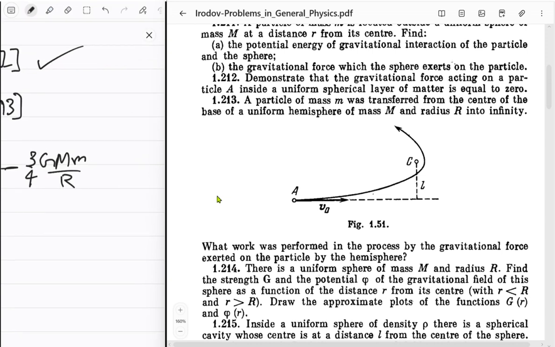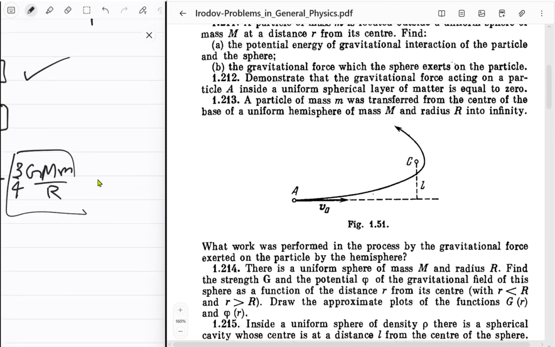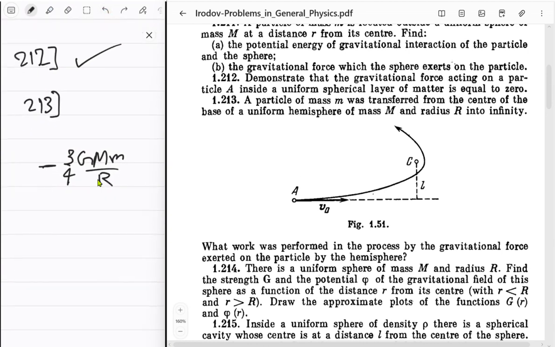And this potential energy is the work done in moving this from that point to infinity, by us. By gravity, it is the negative of this. Any change in kinetic energy? No. So that is the work done. It's a stationary particle throughout.